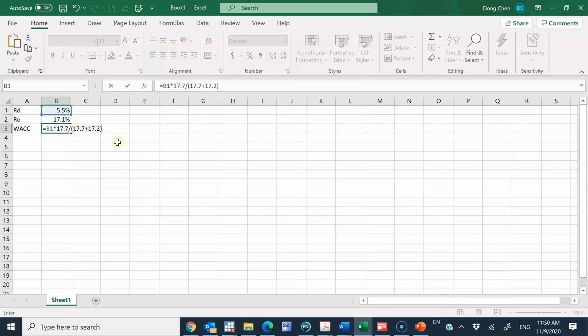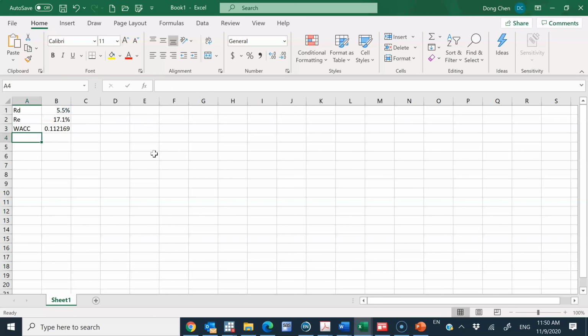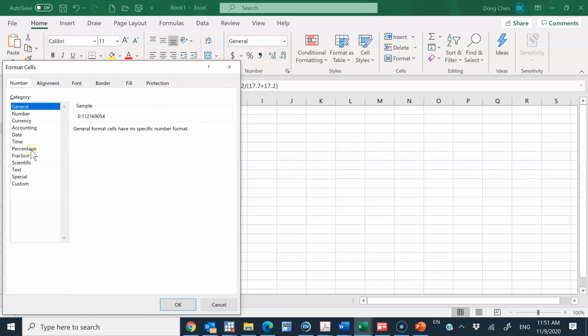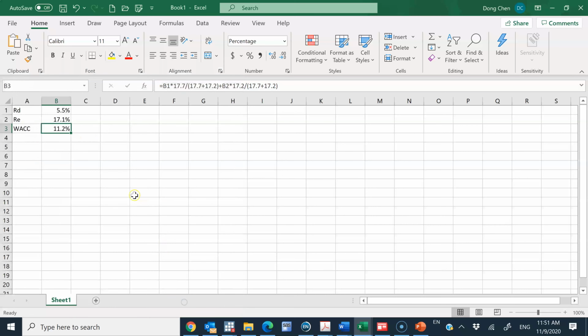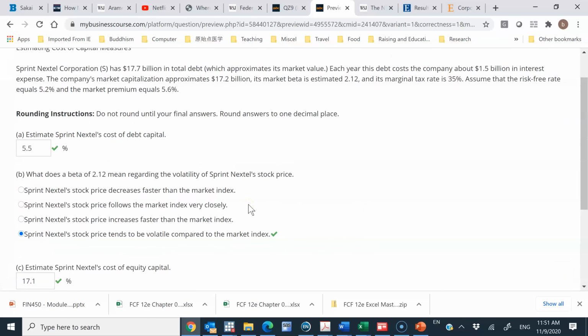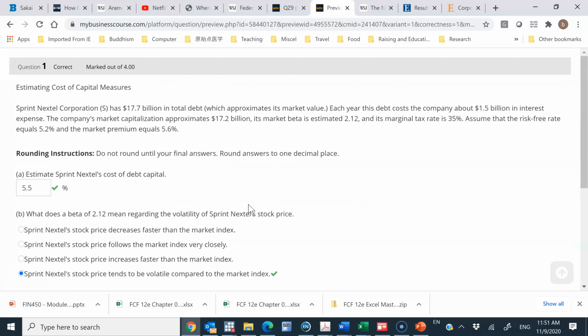This ratio, 17.7 divided by the sum of 17.7 and 17.2, is the weight on the cost of debt. Now let's get to the cost of equity. The weight on the cost of equity is the market value of the equity, which is 17.2, divided by the sum of the total amount of debt and the total amount of equity. Again, let me format cells to use the percentage sign and keep one decimal place. So this is 11.2. Now let me check my answer. Okay, we got all the parts correct.